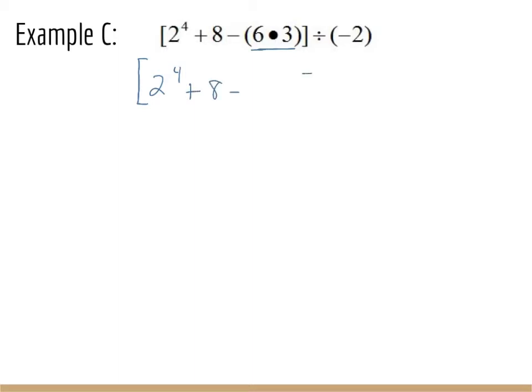I'm going to bring down my bracket on the other side, divided by negative 2. 6 times 3 is 18, so I'm going to write that down. If you're not sure, you could always use your calculator. Better to use your tools than to get the problem wrong. Let's go ahead and take a look.